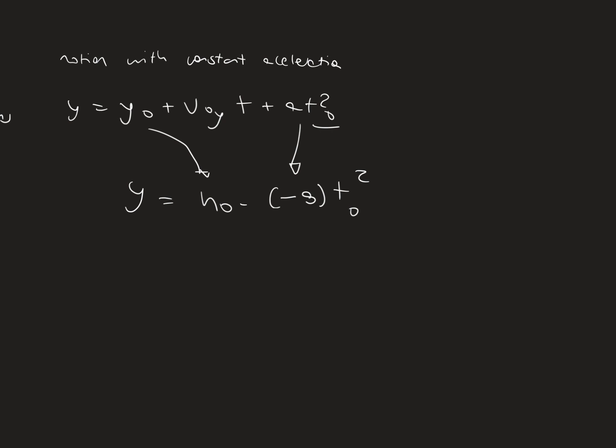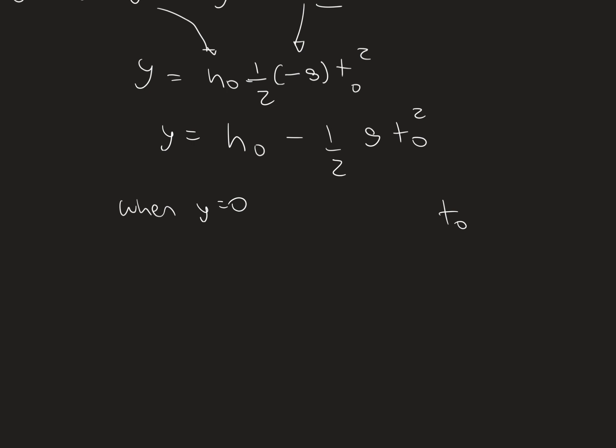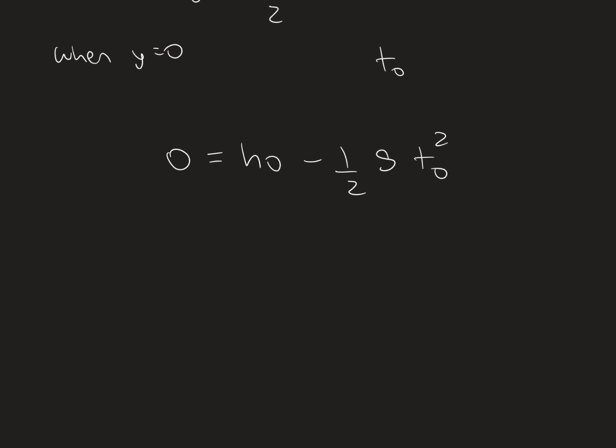Now I just forgot the 1/2 in the equation. So let's rewrite it. The height minus 1/2 g t0 squared. So when y equals 0, t will be t0. So let's rewrite it. When y equals 0, h0 minus 1/2 g t0 squared.